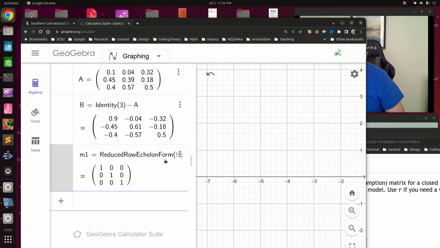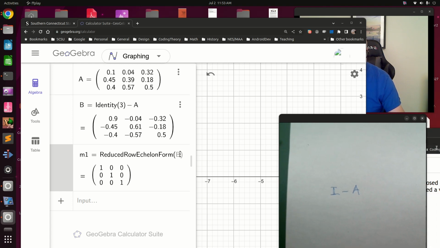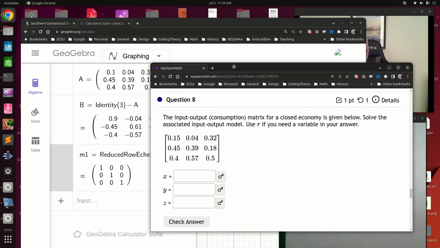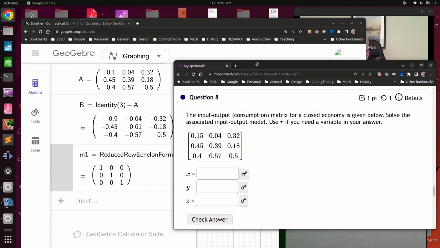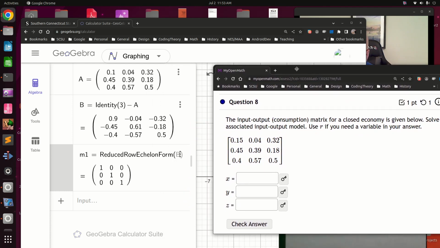And it's an identity matrix. It's not supposed to be. There's supposed to be a free variable. This probably means I did something wrong. Yeah, I can see that I did something wrong. Okay, so I wonder if you guys see what I did wrong.